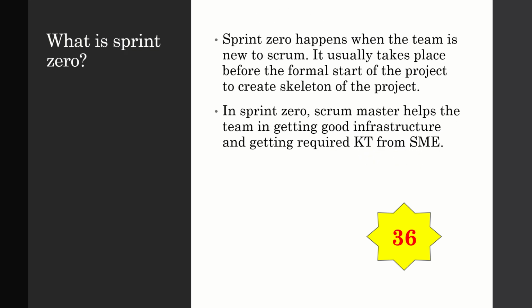What is a sprint zero? Sprint zero happens when the team is new to Scrum. It usually takes place before the formal start of the project to create a skeleton of the project. In Sprint Zero, the Scrum Master helps the team in getting its infrastructure in place and getting the required KT, that is knowledge transfer, from the SME, that is subject matter expert.